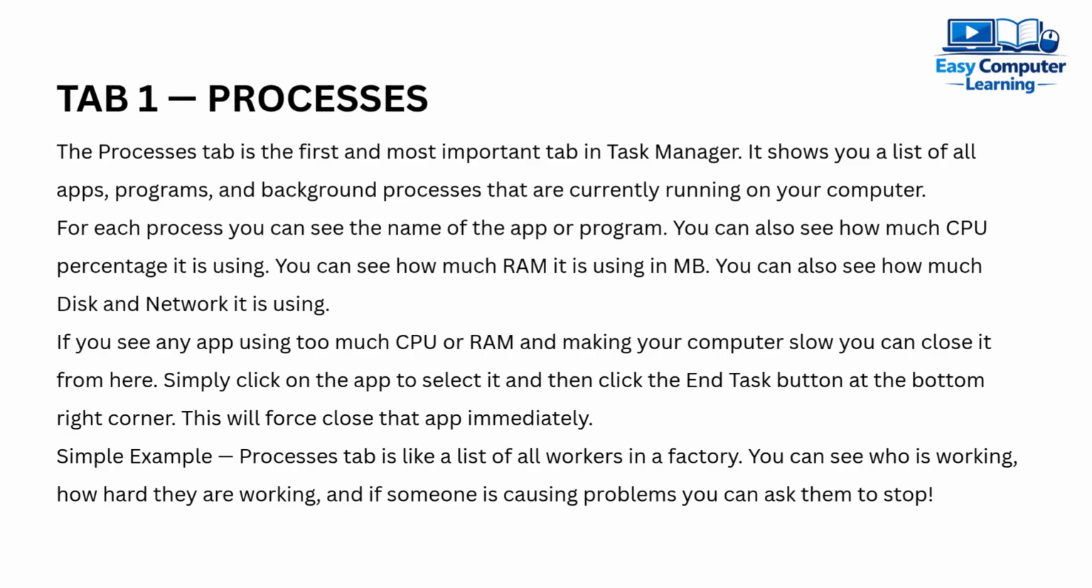For each process, you can see the name of the app or program. You can also see how much CPU percentage it is using. You can see how much RAM it is using in MB. You can also see how much disk and network it is using. If you see any app using too much CPU or RAM and making your computer slow, you can close it from here. Simply click on the app to select it and then click the End Task button at the bottom right corner. This will force close that app immediately.